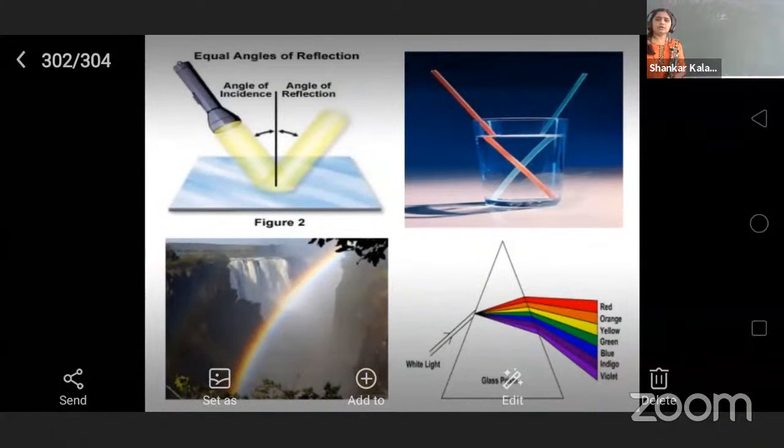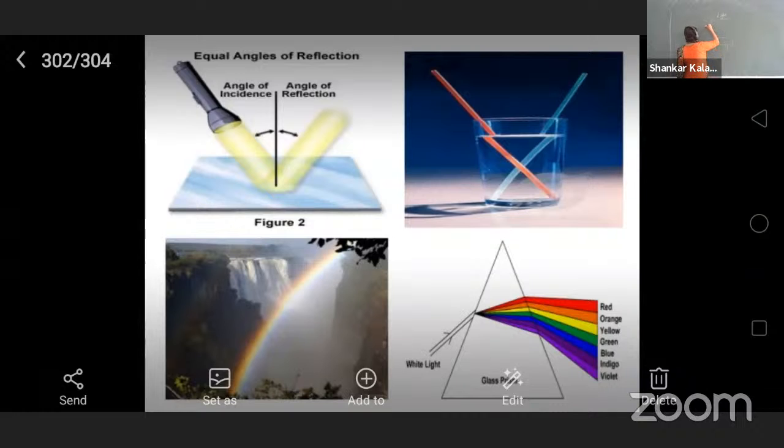You can see how the light will be formed. So whenever light falls on an object, for example, a table, and there is a torch or something which gives the light, when it falls on the table, this will be reflected. Then objects are visible to our eyes.